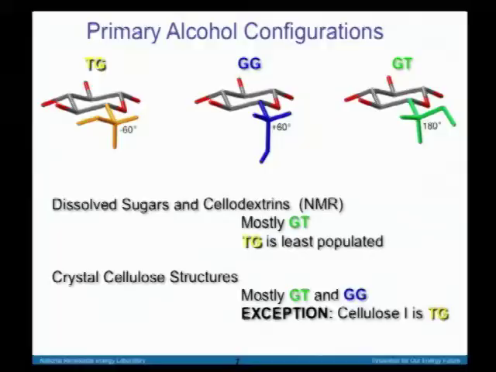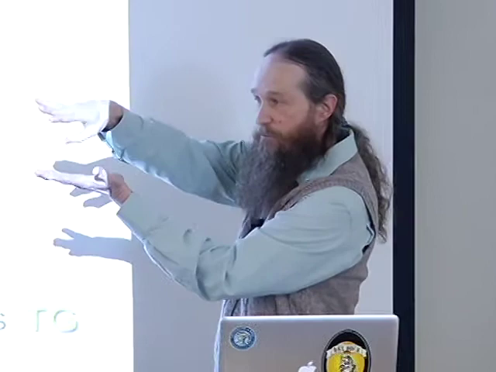These are the three conformations of the primary alcohol, and the two on the outside here have the OH pretty much in the same plane as the sugar. The third one, this GG, has it sticking down, and that would disrupt a crystal pretty badly, because as you force that down, something has to give for that to work out, and I'll show you some of the results of that.